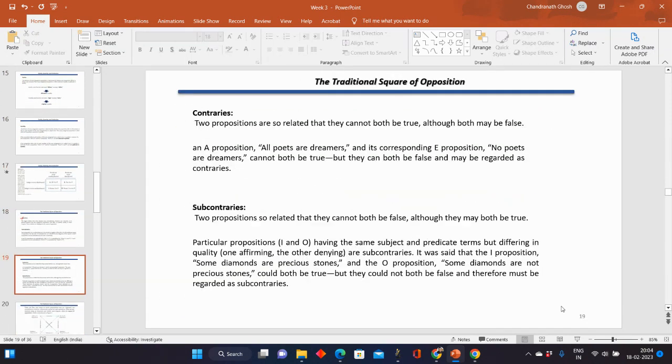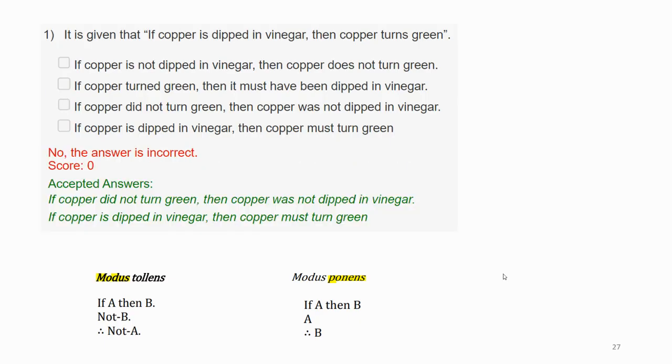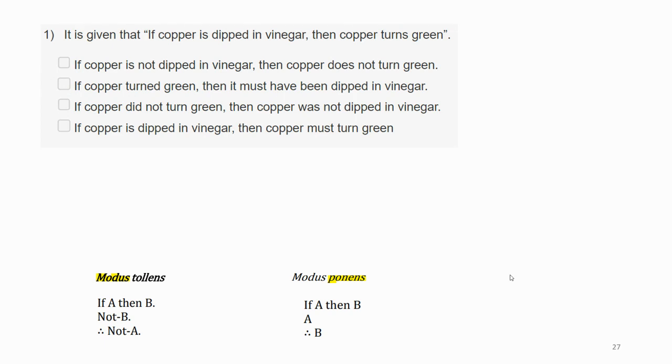Okay, now I'm coming to the problems. This was the first problem. I think we had a discussion last week, so this is related to last week's discussion. The premise given is: if copper is dipped in vinegar, then copper turns green. Four answers are there. If rectangular boxes are there, then multiple answers can be correct, and if spheres are there, there is a single answer.